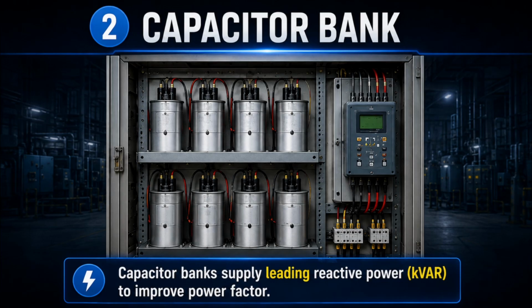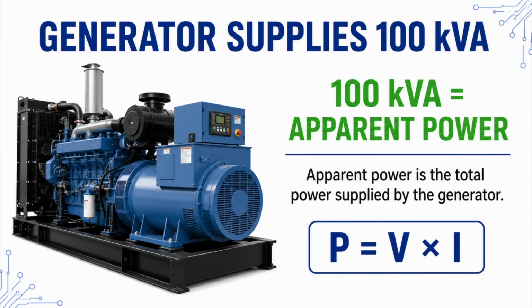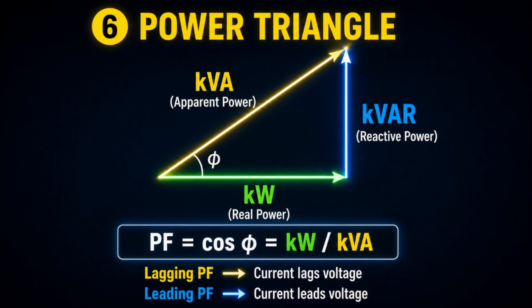Let's imagine we have an electrical generator supplying power to an industrial facility. Let's say this generator is rated at 100 kVA. So, what does this 100 kVA actually represent? Think of it as the total apparent power that the generator and the electrical system are handling. What makes up this power?